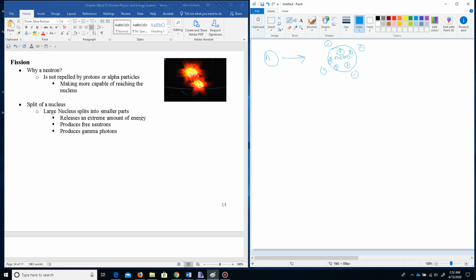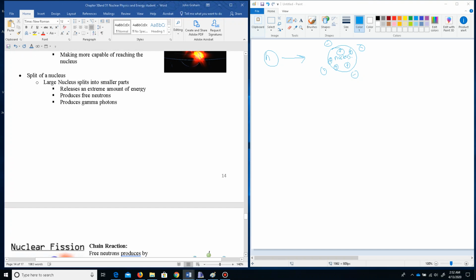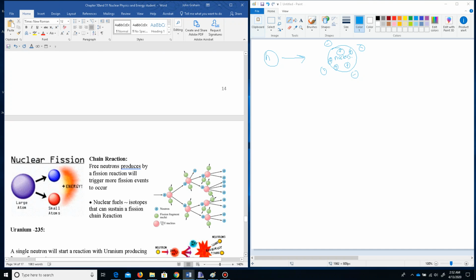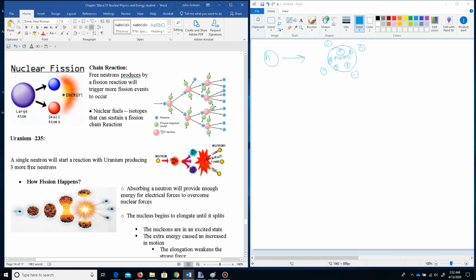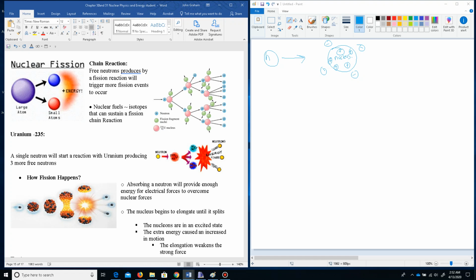And so fission is the split of the nucleus. The large nucleus splits into smaller parts. And what happens is with this split, it's going to release an extreme amount of energy. It's going to produce free neutrons. And because it's releasing a high amount of energy, it's going to produce gamma photons. So what ends up happening with a nuclear fission is you'll get a chain reaction. And a lot of that has to do with the fact that you released more neutrons.